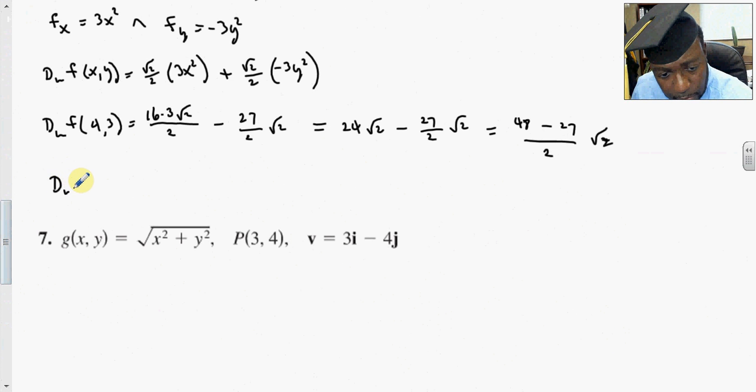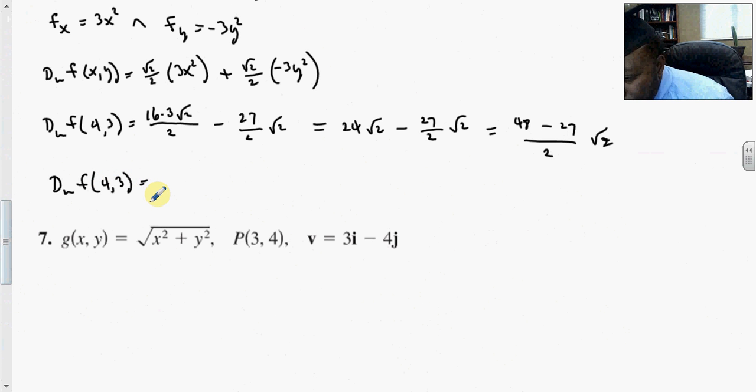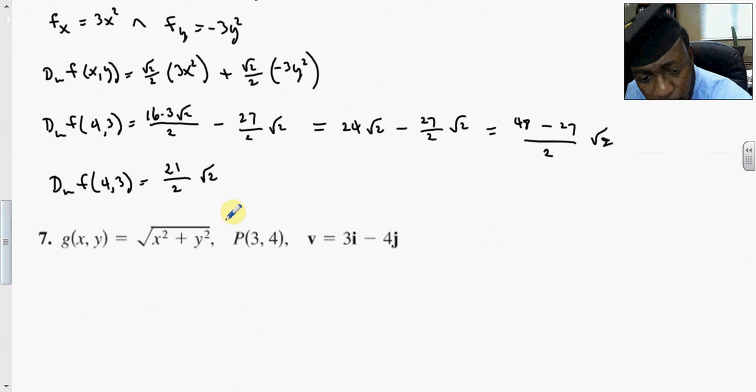So the directional derivative, and that gives us, let's see here, 10, 18, 21 over 2 times the square root of 2.